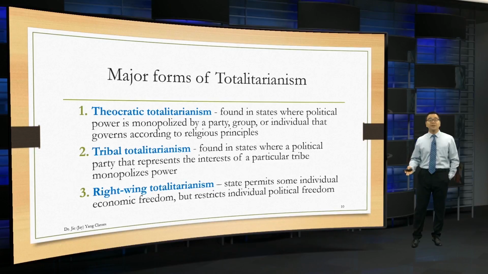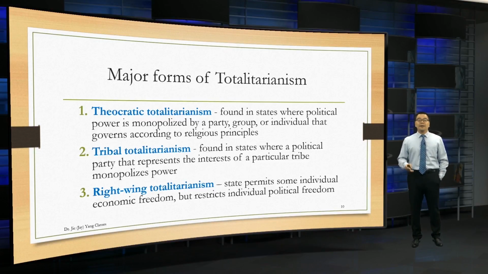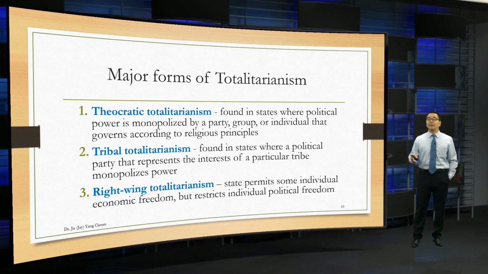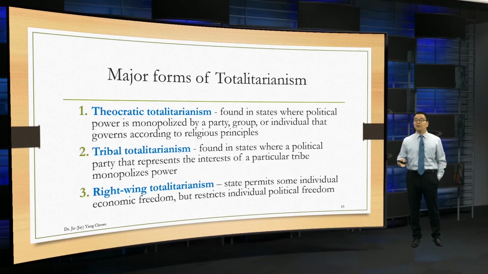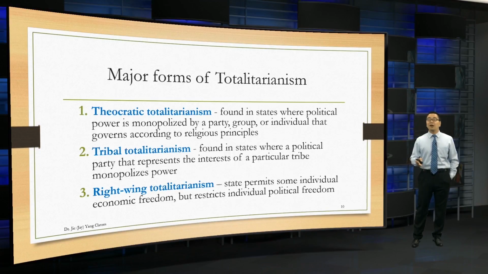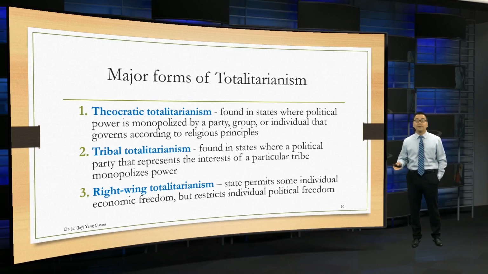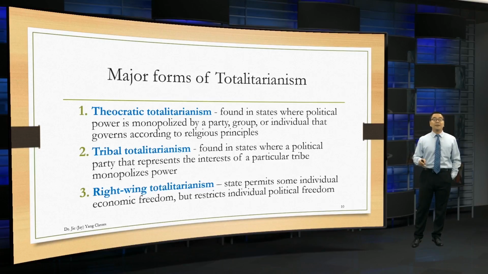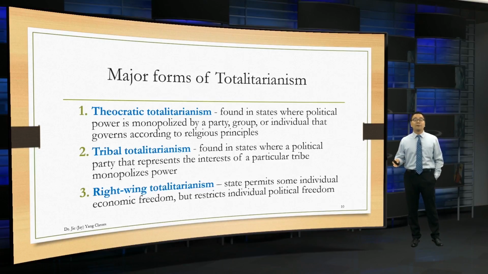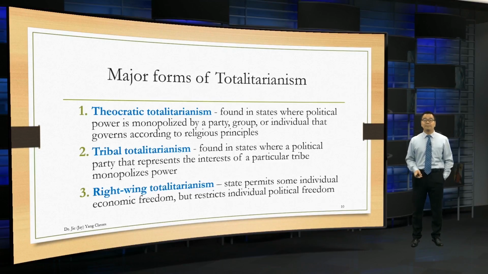In the current world, there are three major forms of totalitarianism. The first form of totalitarianism is theocratic totalitarianism, which can be found in states where political power is monopolized by a party, group, or individual that governs according to religious principles. Iran is a prominent example of theocratic totalitarianism.